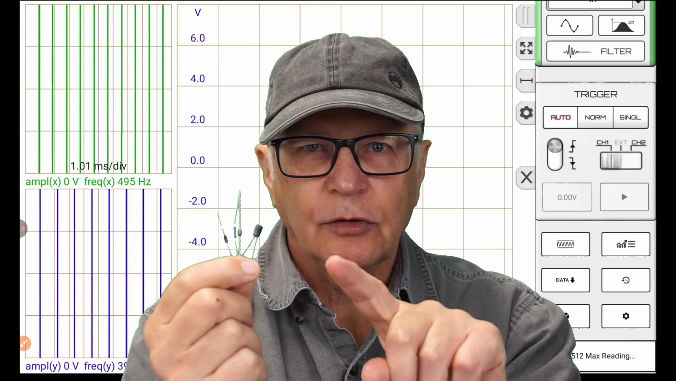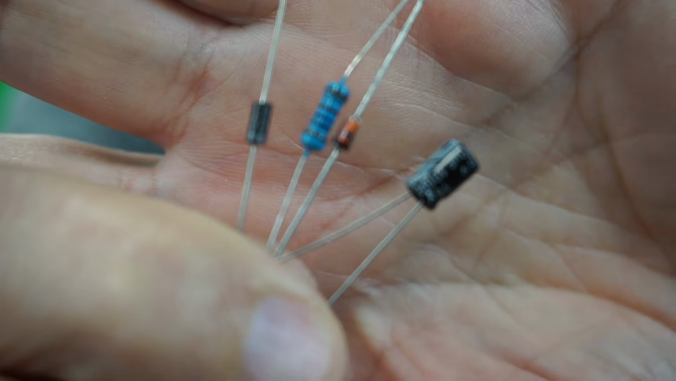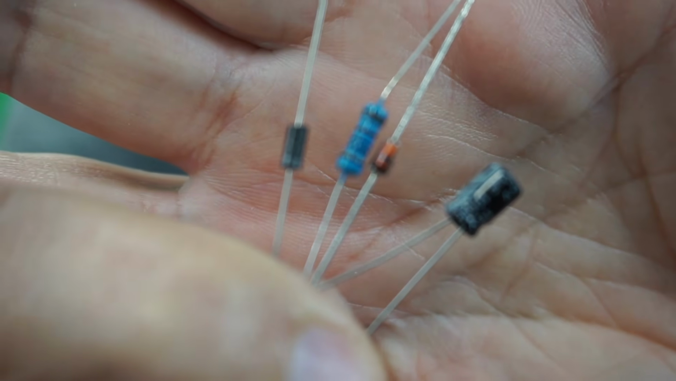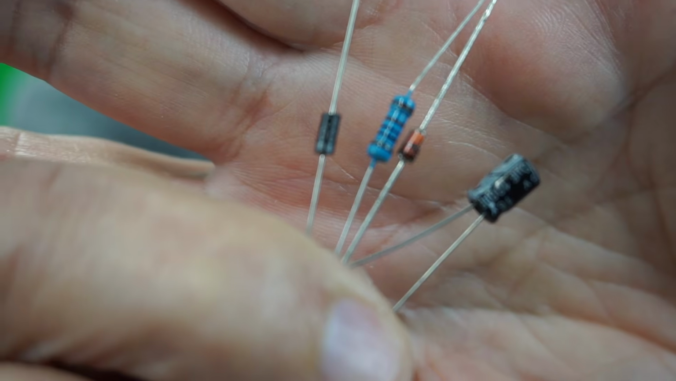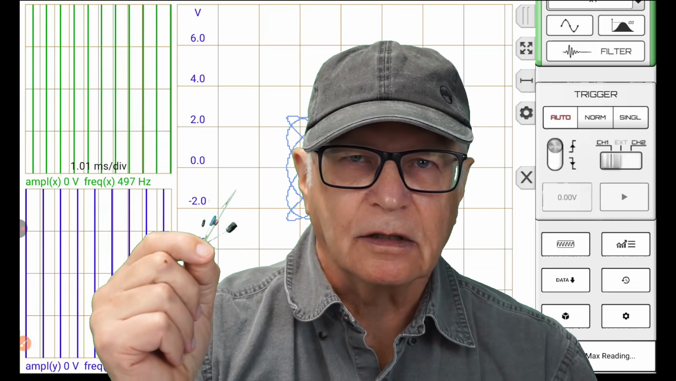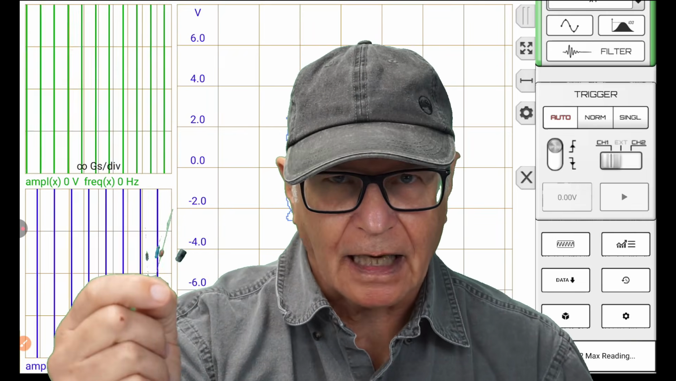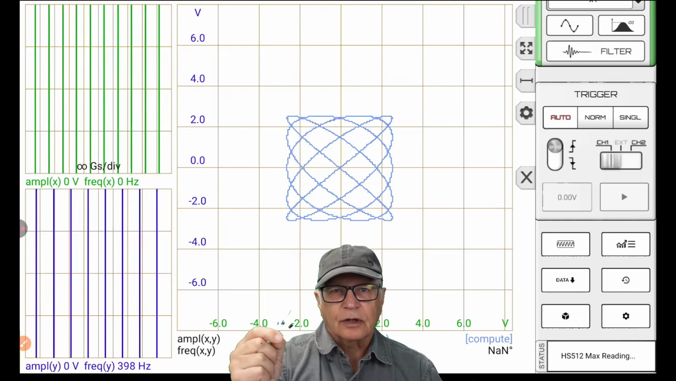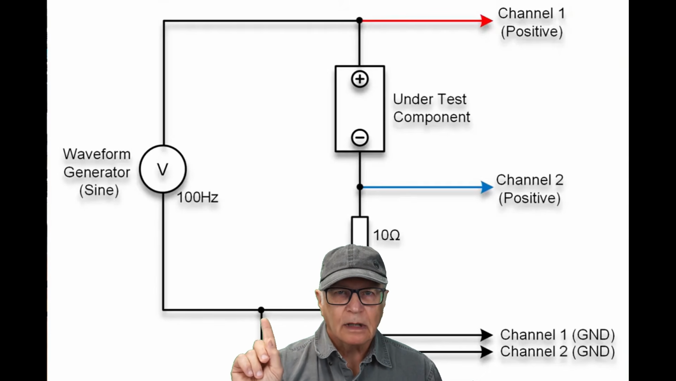There is one more common use of this XY plot feature, and that is for electronic component testing. You see a capacitor, a resistor, a diode, and a Zener diode. To do this type of test on these, you need two things. You need an oscilloscope which has an XY plot feature, which HScope does have, and you need a circuit, specifically a curve tracer circuit. Here is one of the most simple of those circuits that's capable of doing this work.